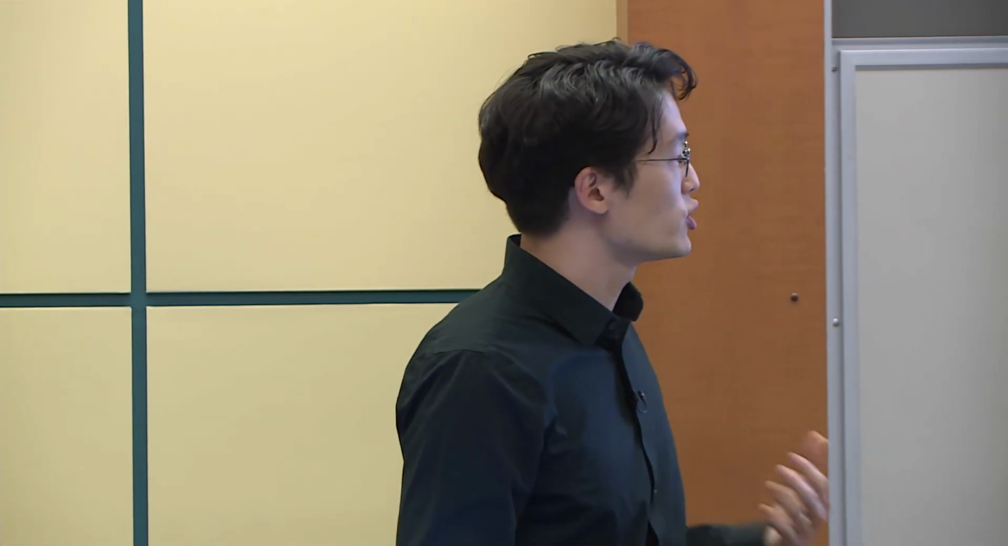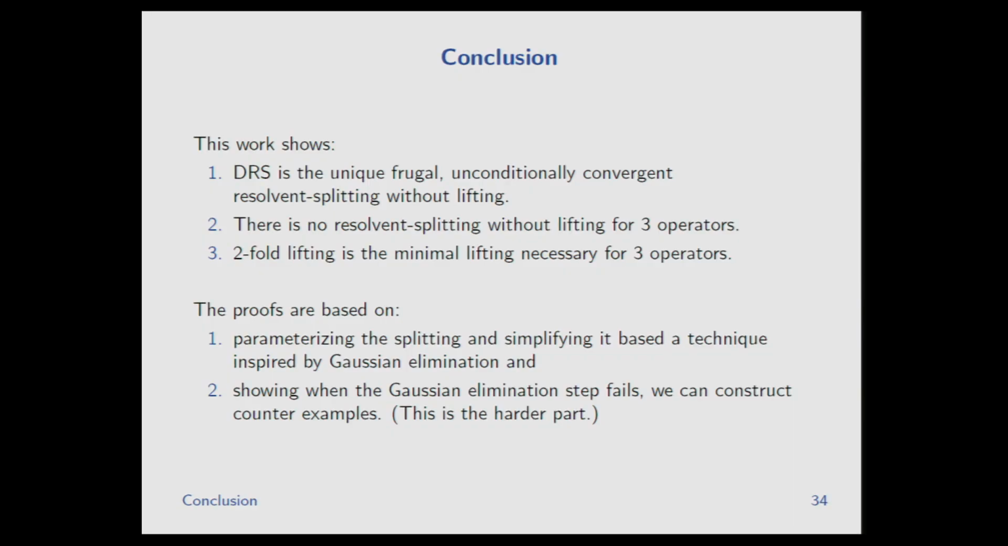And for the 3-operator case, I run into the situation where using Gaussian elimination, I cannot show what I want to show. The second stage of the proof is to show that because Gaussian elimination fails, I can construct a counterexample. And that's actually the more subtle, trickier part of the proof.